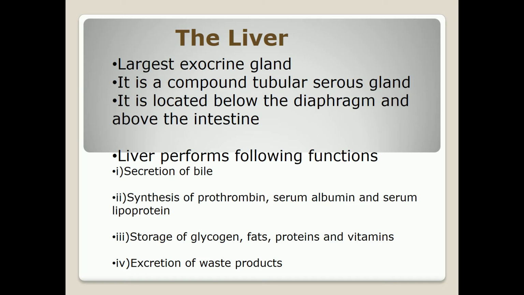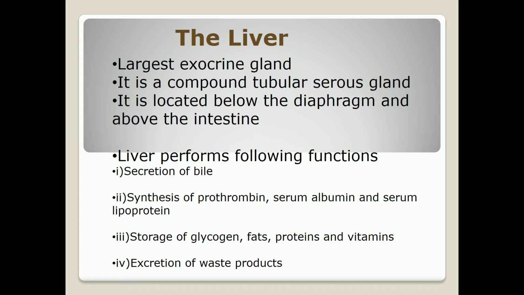Second, synthesis of prothrombin. What about prothrombin? It is an inactive protein which converts into thrombin in the presence of the thromboplastin enzyme, which is found in blood platelets or thrombocytes. Then there are also serum albumin and serum lipoprotein.